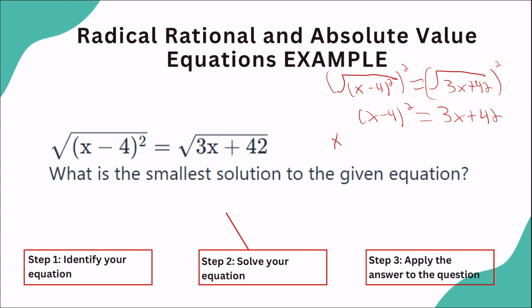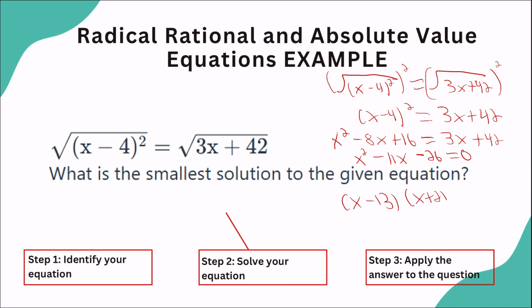So x minus 4 squared is going to give me x squared minus 8x plus 16 equals 3x plus 42. And lastly, we're going to isolate our terms. So we have x squared minus 11x minus 26 equals 0. So now we're looking for two terms that add to negative 11 and multiply to negative 26. And what I think this is x minus 13 times x plus 2 equals 0. And this is going to give us roots of x equals 13 and negative 2.